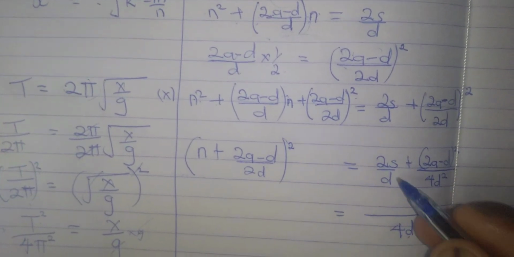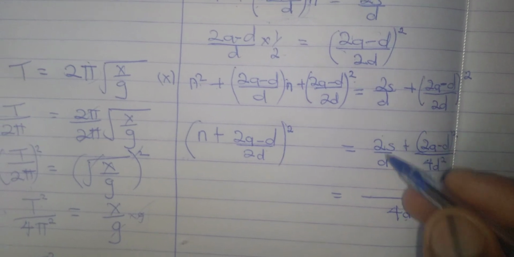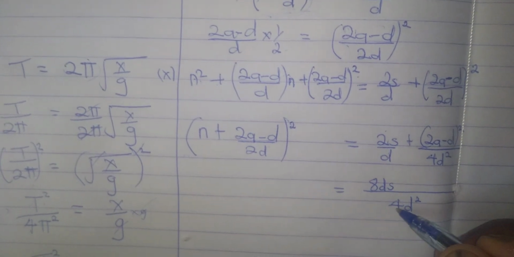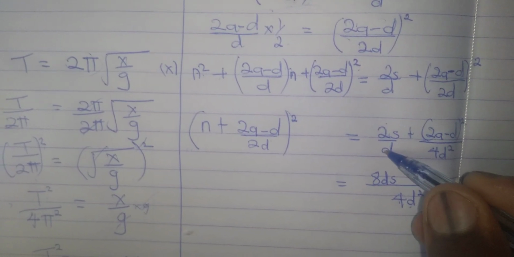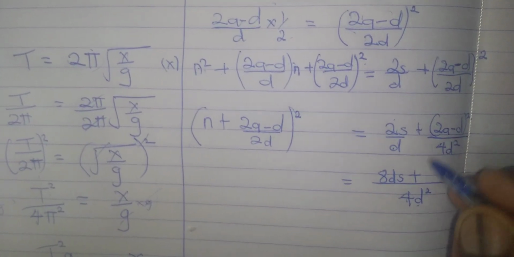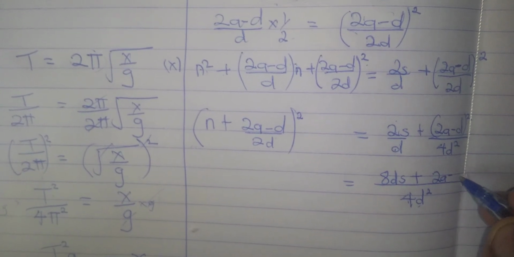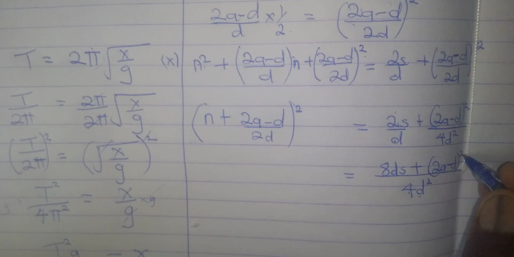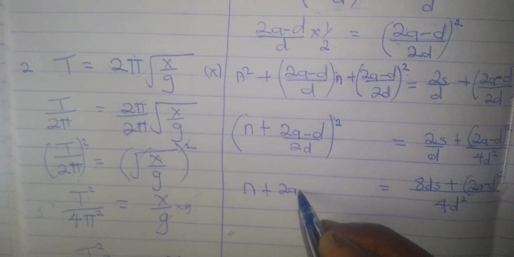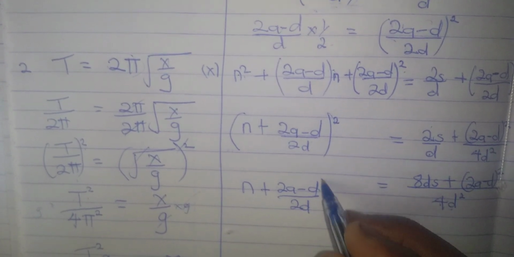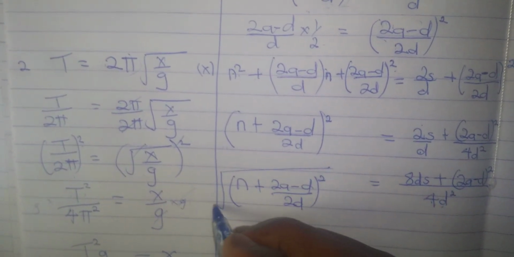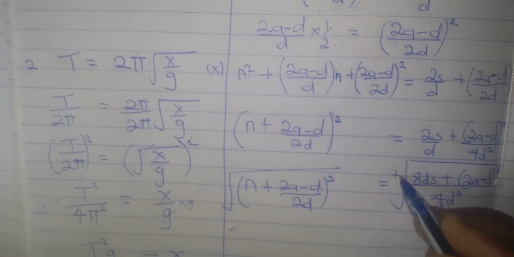4d squared divided by that, I get a 4d times that, I get 8d. As I said, I divided it by the d, the result was 4d. The 4d times the 2s, we get 8ds plus our 2a minus d, all of them squared. So this I can leave. Remember I want to make n the subject, 2a minus d over 2d, and all of this squared. Take the square root on both sides. Remember the result is either positive or negative.